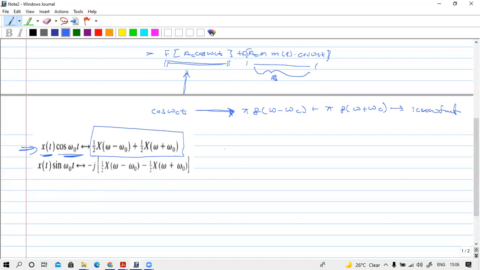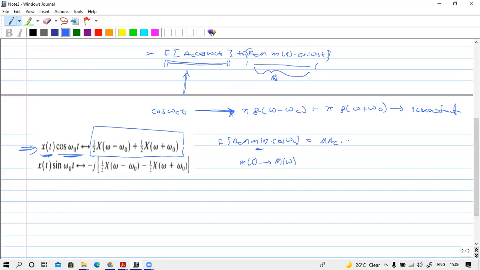So if I write the Fourier transform of this part, A_C mu m(t) cos omega_C t, mu and A_C are constants, so I can take them out. Then I have m(t) cos omega_C t. Here the function is m(t), which plays the role of x(t). So if the Fourier transform of m(t) is capital M(omega).